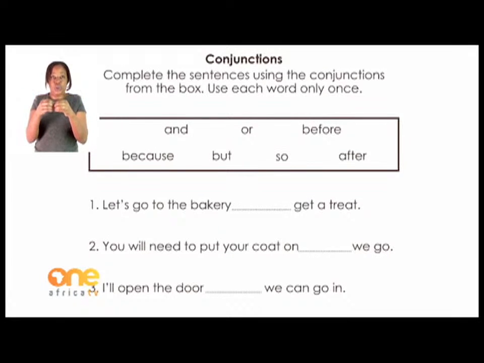So, when you use so, it means you have to show the result of what came out of doing something, or when something happens, what happens after that. Before and after, they show the order or the sequence of things. Before is earlier, after is later. Okay, so those are our conjunctions that we are going to use in these sentences.